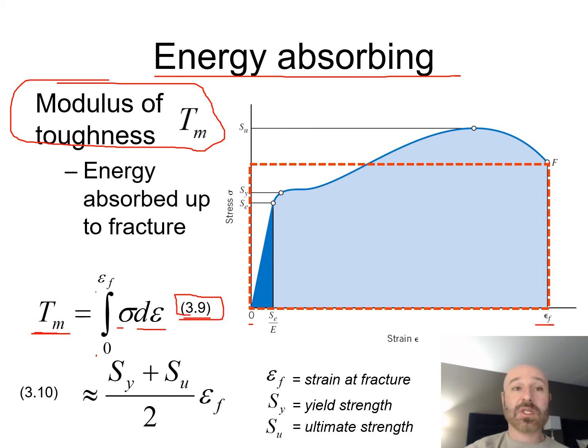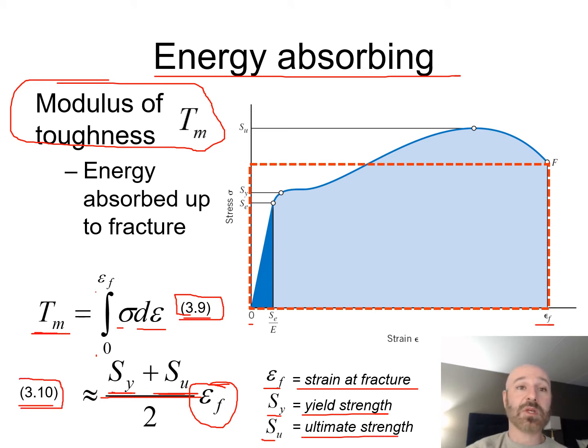And we can also say this leads into 3.10, which is equivalently equal to our S sub y, our yield strength, plus our ultimate strength right there, divided by 2 times that E sub f. Now E sub f is our strain at the fracture right there. And again, our S sub y is our yield strength, and our S sub u is our ultimate strength, as we plug into this relationship here for our modulus of toughness from equation 3.10 in our textbook.